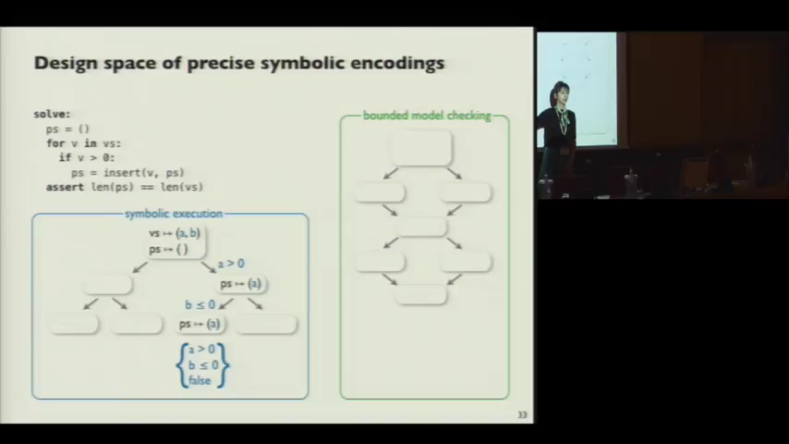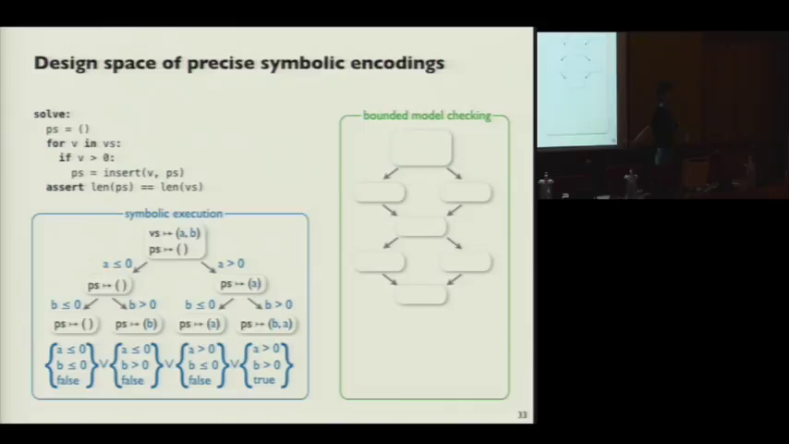We will do this for all the paths, and this is the meaning of the entire program execution on this particular input. As you can see, the problem with this encoding is that it's exponential, right? This formula is going to be exponential in the size of the input in this case. So for a list of size n, it is going to have 2 to the n of these disjuncts. Now, let's see the alternative approach, bounded model checking, which avoids this exponential explosion.